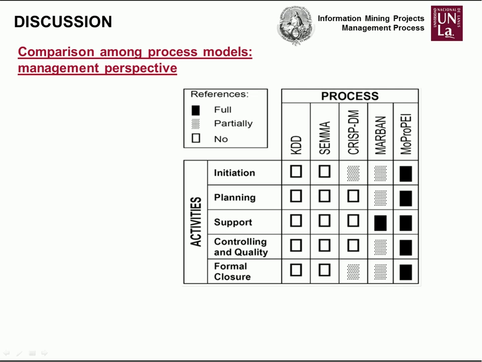Marbán et al., in their joint process model, define a scheme that identifies, from the missing activities of their predecessor, which software engineering activities could be applied. However, they do not clearly define their objectives, scopes, input and output, and possible techniques according to the objective of an information mining engineering project.